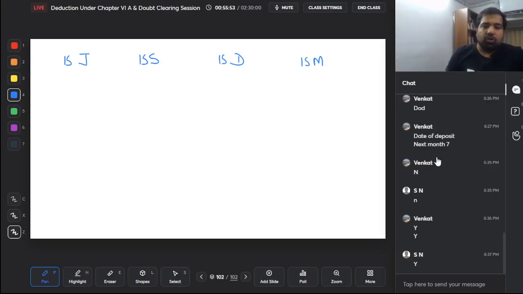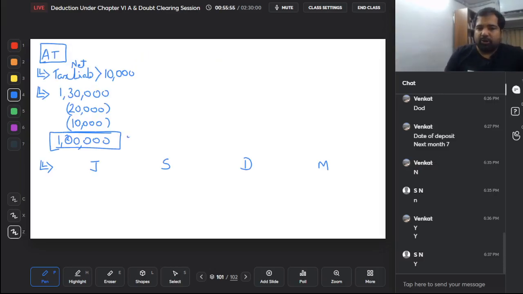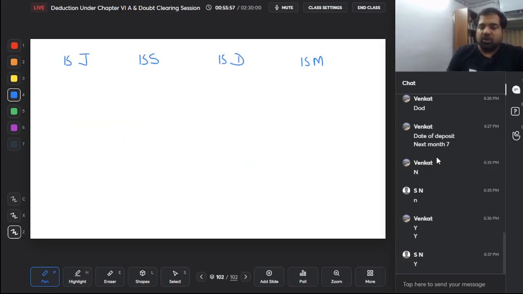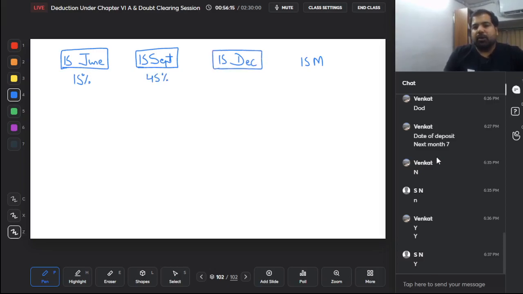So your tax liability, assuming, is 1 lakh rupees. They say by 15th June, you have to pay us 15% of your tax liability. Next, by 15 September, you should pay us 45% of your tax liability. By 15 December, you should pay us 75% of your tax liability. And by 15th March, you should pay us the entire 100% of your tax liability.